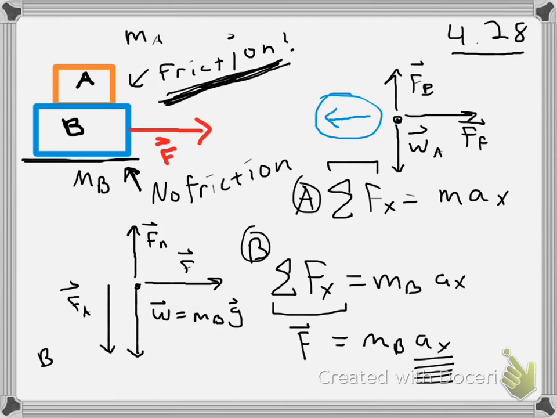The applied force F right here is what makes block B accelerate. The frictional force between block A and block B is what makes block A accelerate. You cannot say that this F makes A accelerate. It does not. It makes B accelerate. The frictional force makes A accelerate. That's a super critical distinction. Okay, good luck.